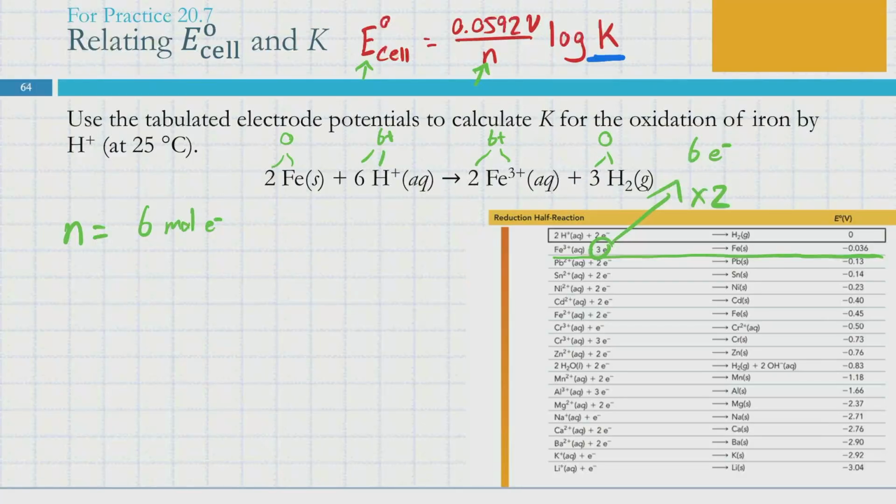What's one of our half reactions and its E value? The iron one. It's a negative here. Is this the same direction that we have in our equation? That should be reversed. It's reversed. What does that mean that we do for our E value? Make it positive. Yeah, so we make that positive. So it's positive 0.036.